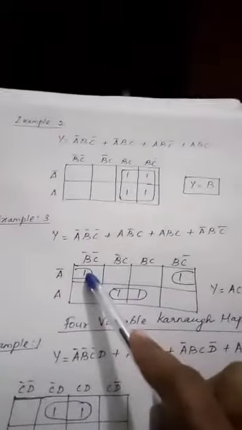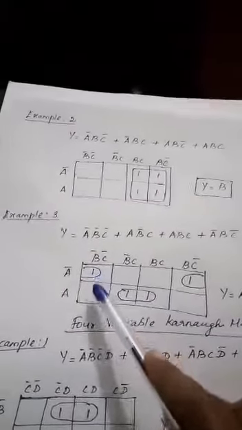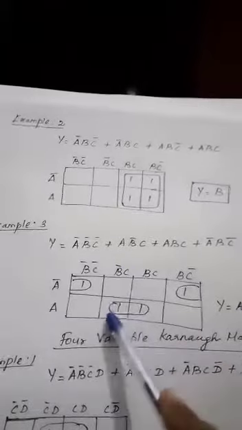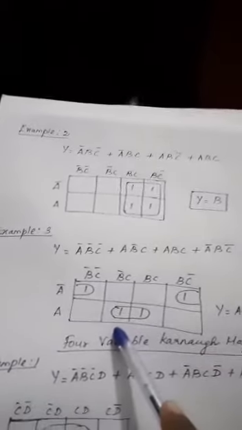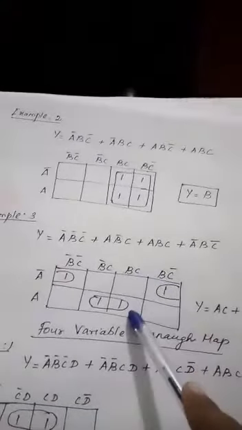Okay, then the next term is A, B bar, C. So the next 1 is plotted here, and then the third one is A, B, C. Here we have A and here BC. So the next one, then the last term is A, B, C bar. So for that we are plotting here.